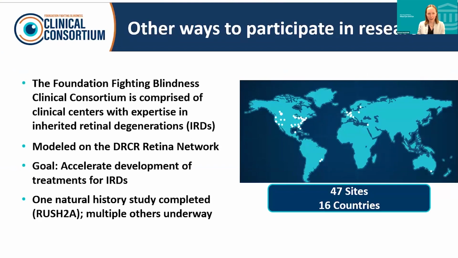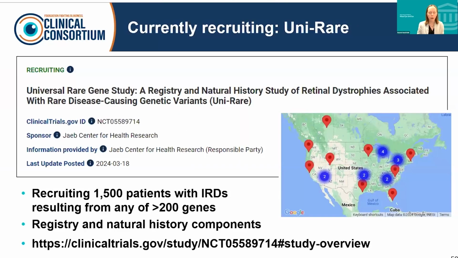There are other ways to participate in research. I want to highlight the Foundation Fighting Blindness Clinical Consortium. The consortium is comprised of over 40 sites now in 16 countries on multiple continents. And our goal is really to do foundational research that will accelerate the development of treatments for IRDs. We have completed one natural history study for which the data has already been influential and impactful. We have others underway. And we have a study that is currently recruiting. It's called UniRare for short.